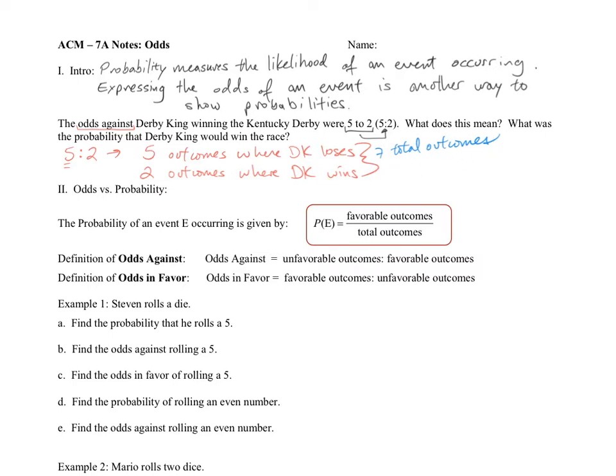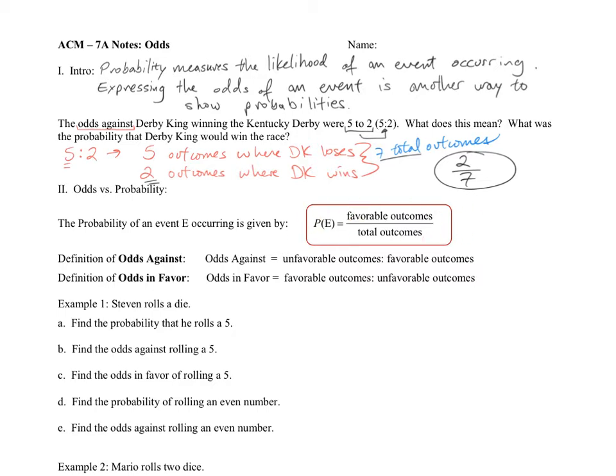So you can start seeing how this probability may make sense when you're looking at odds. So what does this mean? We've described that. What was the probability Derby King would win the race? Well, it would be 2, the number of favorable outcomes, divided by 7, the number of total outcomes. 2 out of 7, that's the probability. All right, so the probability of an event E occurring is given by this.